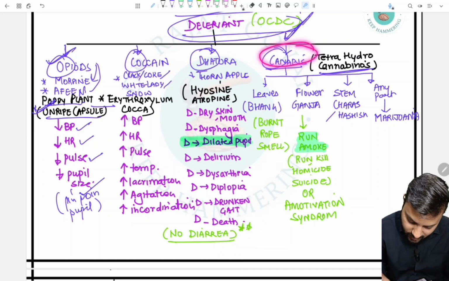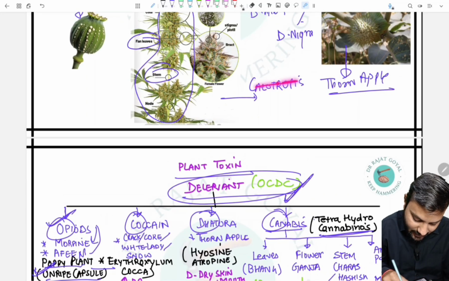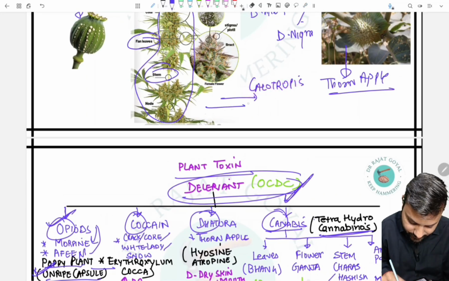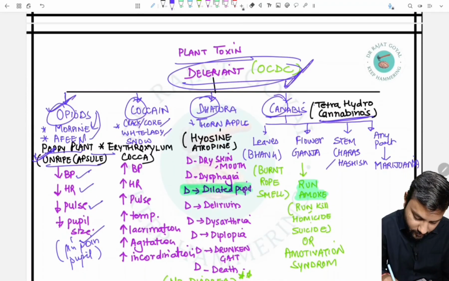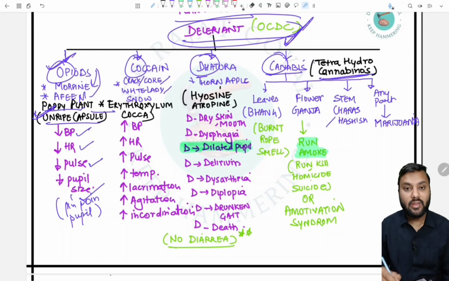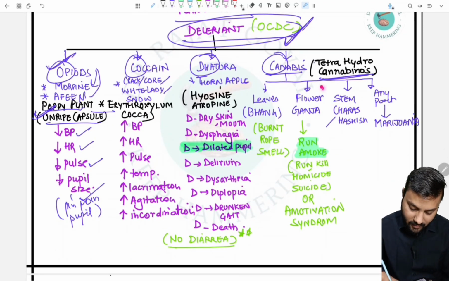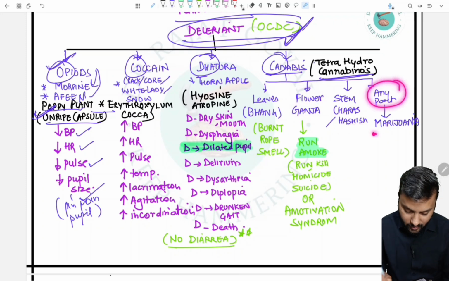Now we talk about the cannabis. The active principle is tetrahydrocannabinoid, and from the leaves. Sorry, I mentioned it as a calotropis. It is a cannabis. Sorry. So from the leaves of the cannabis, we can make a bhang. From the flower we can make ganja. From stem we can make charas or the hashish, and from any part we can make marijuana.